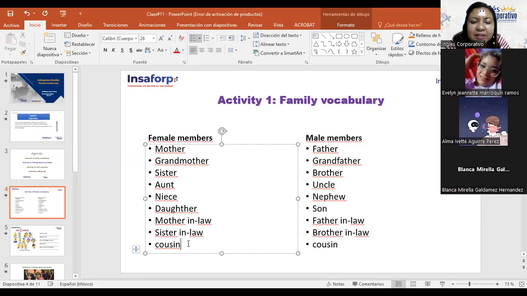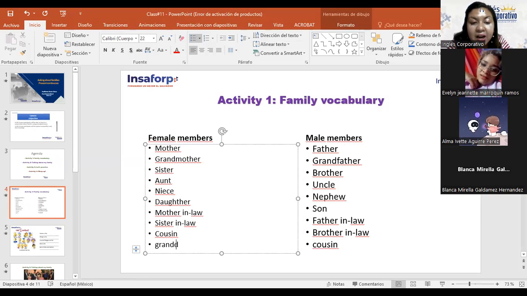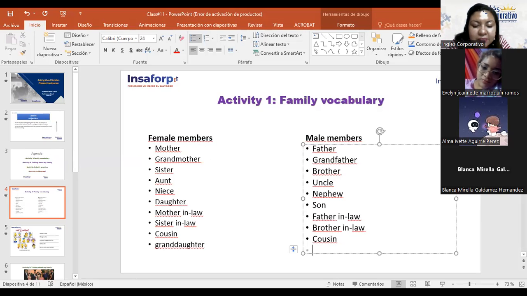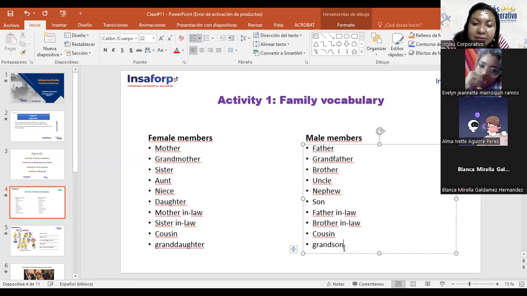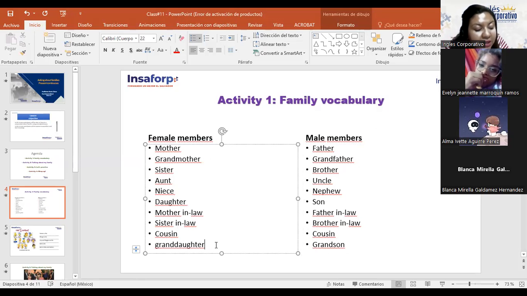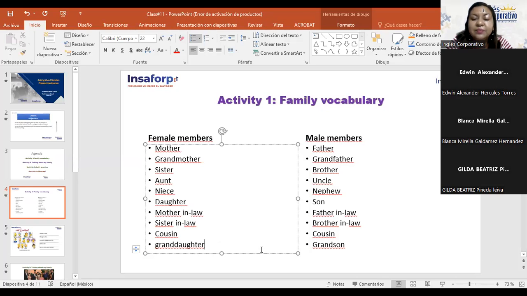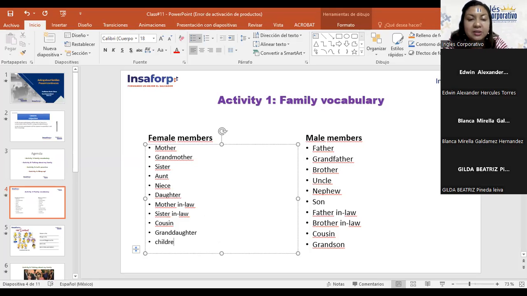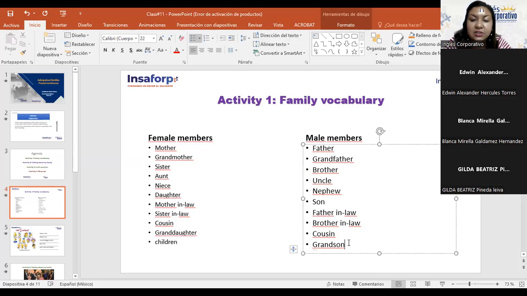Well, how do you say nieto, nieta? Grandson. Granddaughter. Yes, granddaughter and grandson, the boys, right? And what is the plural of hijos? I mean, hijos in English? Child. Child is singular. In plural it is children.